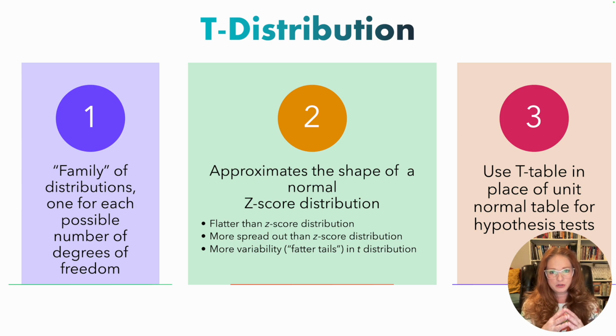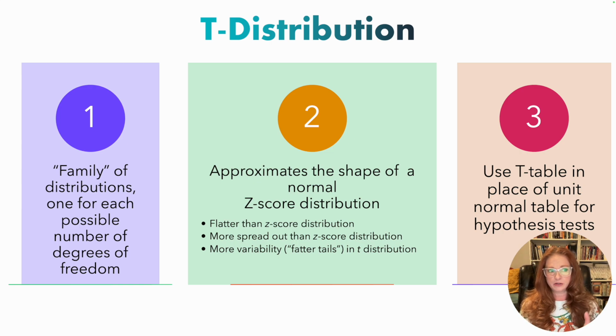Okay, so a T distribution is a family of distributions, a grouping, one for each possible number of degrees of freedom. And yes, it does approximate the shape of a normal Z distribution. It's not exact, okay? It's a little bit more spread out in its shape. So if a Z distribution is that more perfect bell curve, that more normal distribution, the T takes that normal distribution and kind of flattens it. So the tails are going to be thicker. There's going to be more variability, so the scores are going to be more scattered all over the place, and the groups of scores are more spread out than what we would see in a Z distribution, okay?